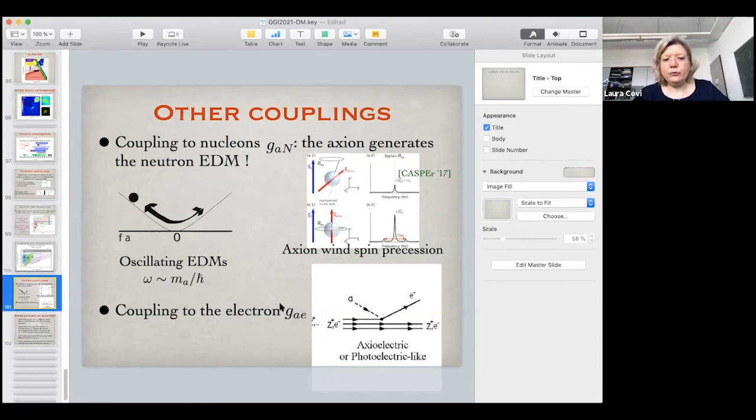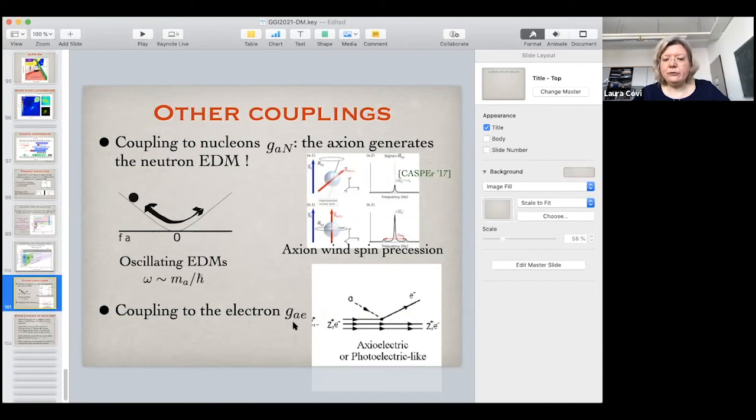In principle, you could also have, of course, the coupling to the neutron has to be there in some sense, and it is there because of the theta problem in QCD. But of course, you could also have a coupling to the electron, again, if the electrons are charged under the Peccei-Quinn symmetry, or through loop processes, even through the photon coupling, etc.